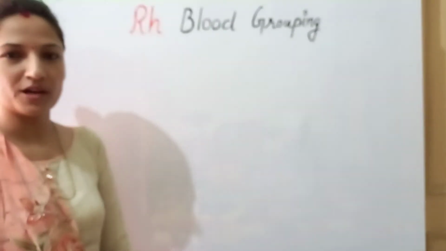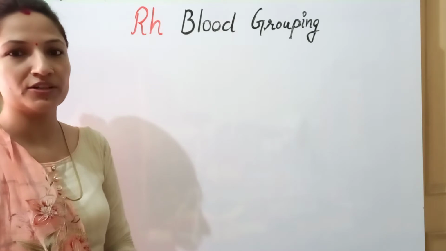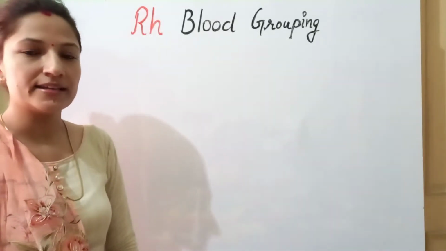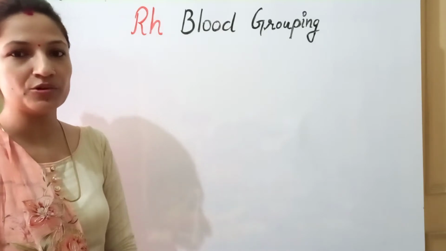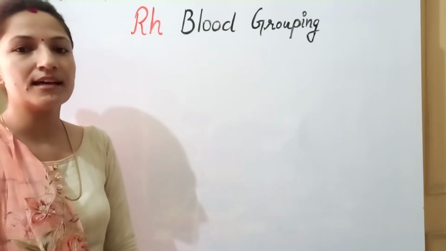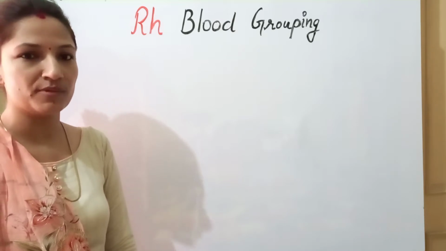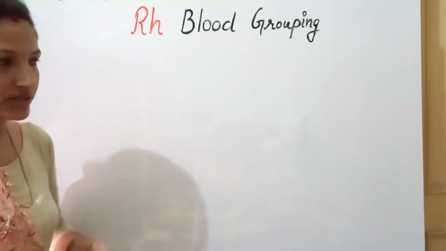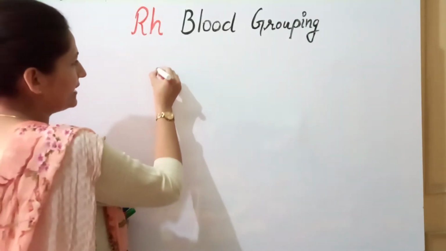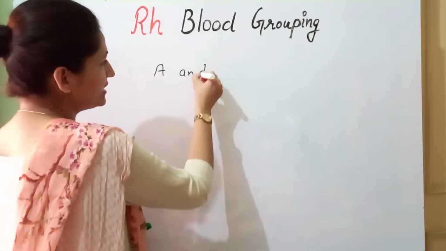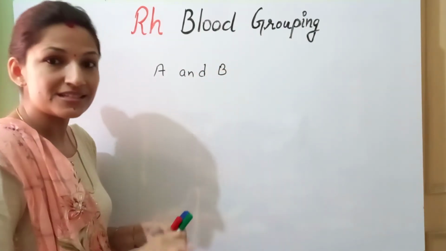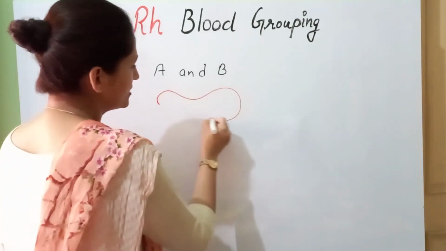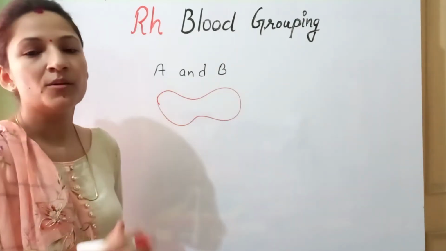Today we are going to talk about another type of blood group system, that is RH blood grouping. Earlier we discussed the ABO type of blood grouping. Under that we discussed different types of blood groups on the basis of two antigens, antigen A and antigen B, and their presence over the surface of RBC decides the type of the blood.